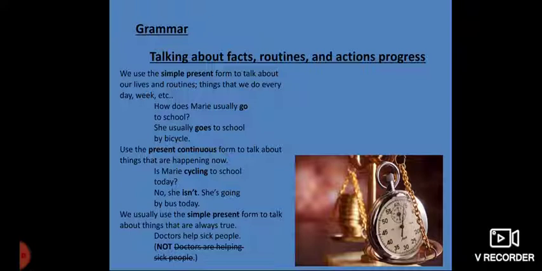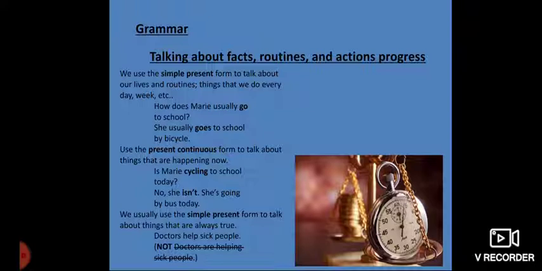When we use the present continuous, we talk about things that are happening now, at the moment. Like, is Mary cycling to school today? No, she's not. She's going by bus today. Is she cycling at the present, at the moment, now? Is she cycling to the school? No, she's not. She's going by bus. So the present simple, we talk about our daily routines, things that we do usually or regularly. But the present continuous, we use it to talk about things that are happening at the time of speaking.